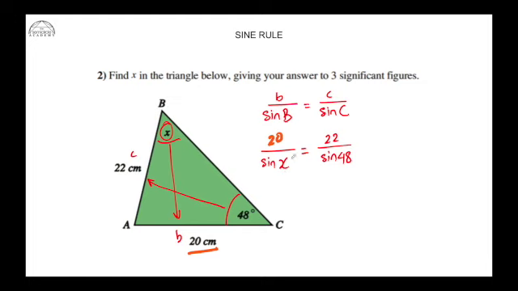With this one, I should probably cross multiply. So I'll cross multiply, I'll fling the sine x over here, so it'll become multiply by sine x. And then I'll fling the sine 48 on this side, so it'll become 20 multiplied by sine 48. So 20 multiplied by sine 48 is equal to 22 multiplied by sine x.